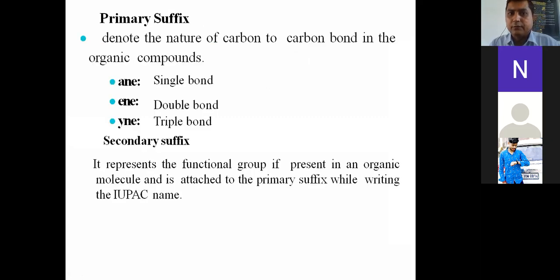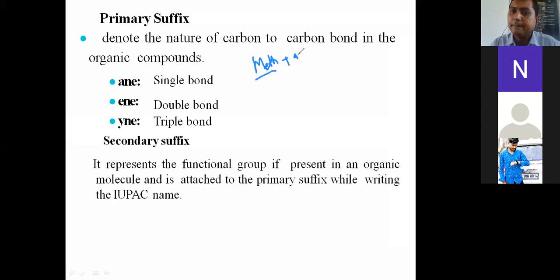So the primary suffix, as I told you, is the suffix which is joined with the root word or word root. Say for example, meth is the word root plus ane.